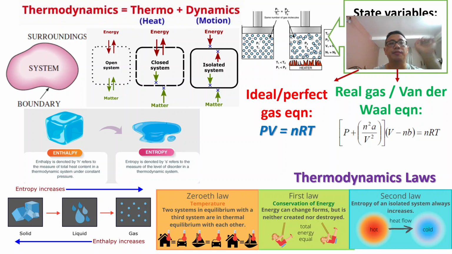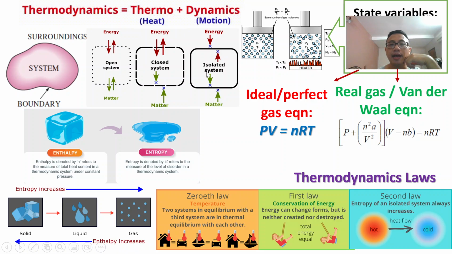Now if you recall, the term thermodynamics comes from two words. Thermo means heat, dynamic means motion. We are studying the motion of heat, right? We also learned about the thermodynamic system. The thermodynamic system consists of a boundary and surroundings. The boundary separates the system from the surroundings.